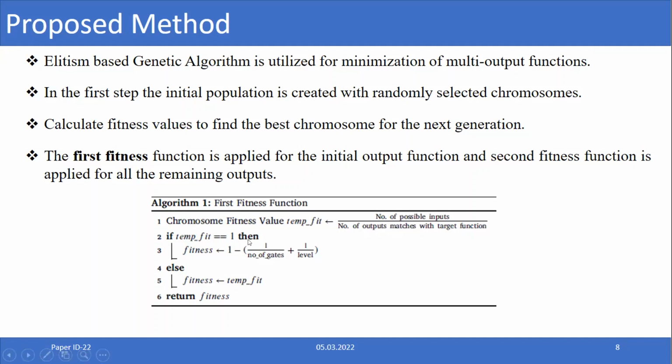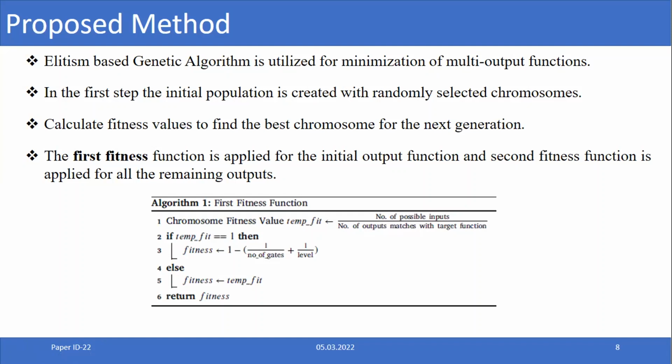Here I have given the algorithm for fitness function one. In this case, first I have taken one variable, 10 feet, and inside that I have assigned the ratio between the number of possible inputs and the number of outputs that match the target function. If it is exactly 1, then I find the fitness value in case of worst case delay of the circuit. The worst case delay of the circuit depends on two factors: the number of gates present in the circuit and the number of levels. For the number of gates, I have considered the total number of majority voters and inverters in each circuit. For the number of levels, I have considered only the majority voter.